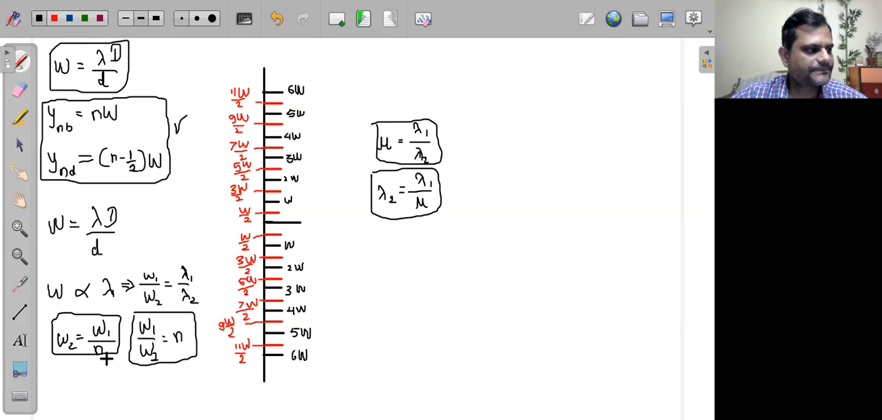If suppose the whole interference pattern is immersed in another liquid like water, then its refractive index will be put here, and the bandwidth will just get reduced by that factor of refractive index, no doubt.